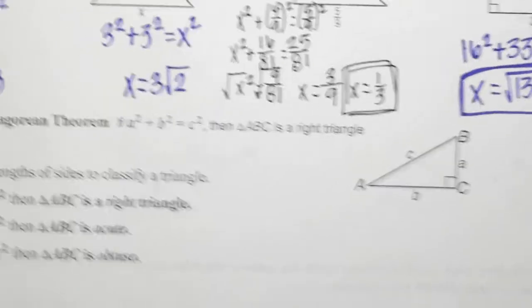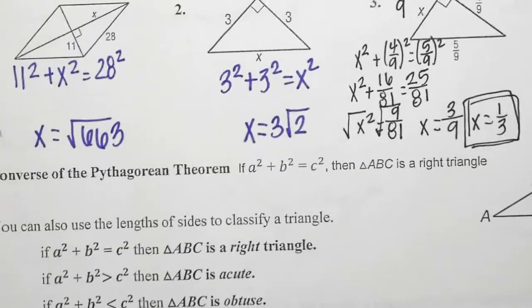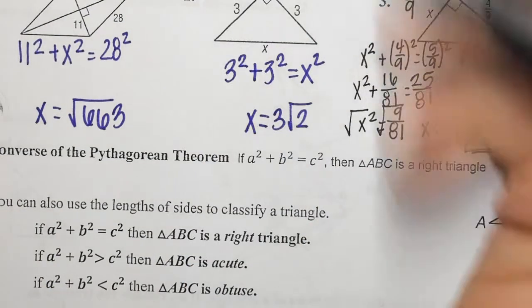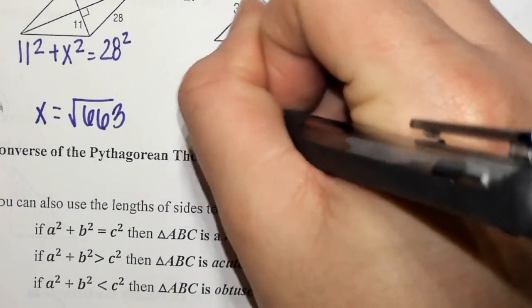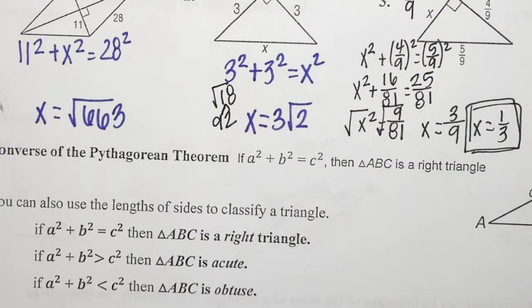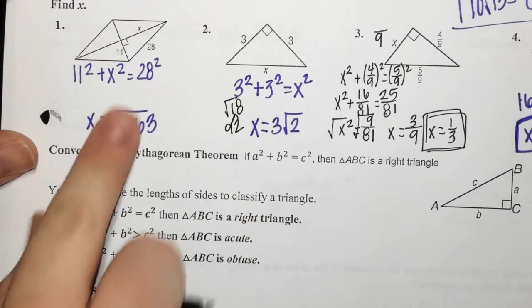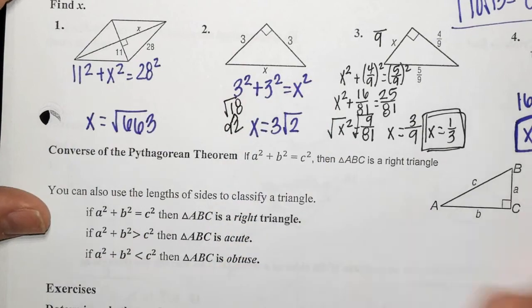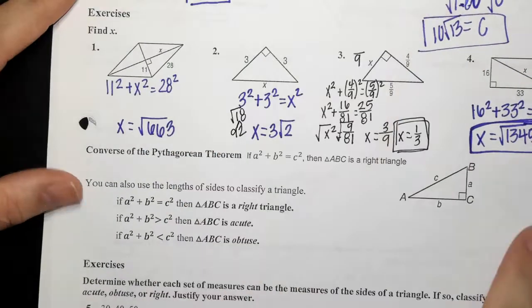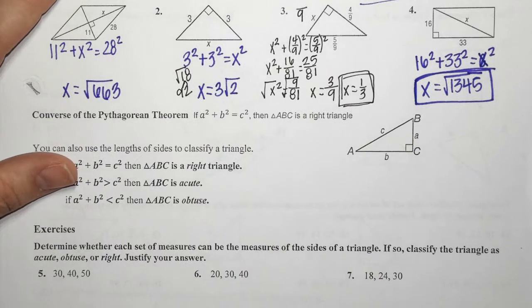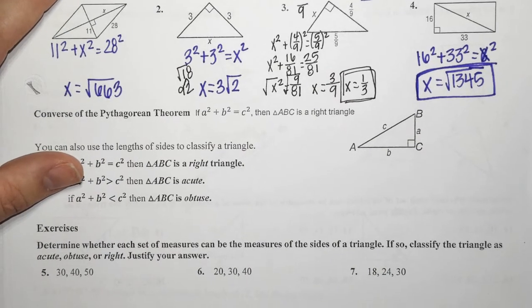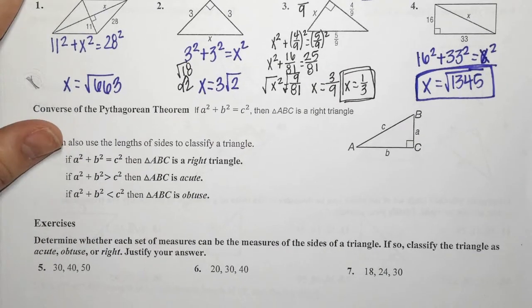Okay, all right. So you see how some of them reduce and some don't? 3 squared and 3 squared made the square root of 18. 18 reduces to 9 and 2. Square root of 9 is 3. Square root of 663, I didn't get that to reduce. Square root of 1,345 is divisible by 5, but I didn't get it to reduce to anything else. Did you? 269, but I couldn't get that to break down either.